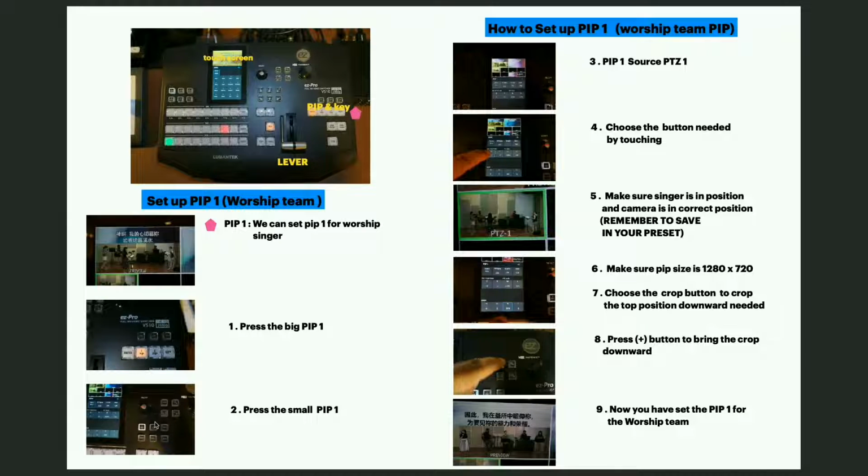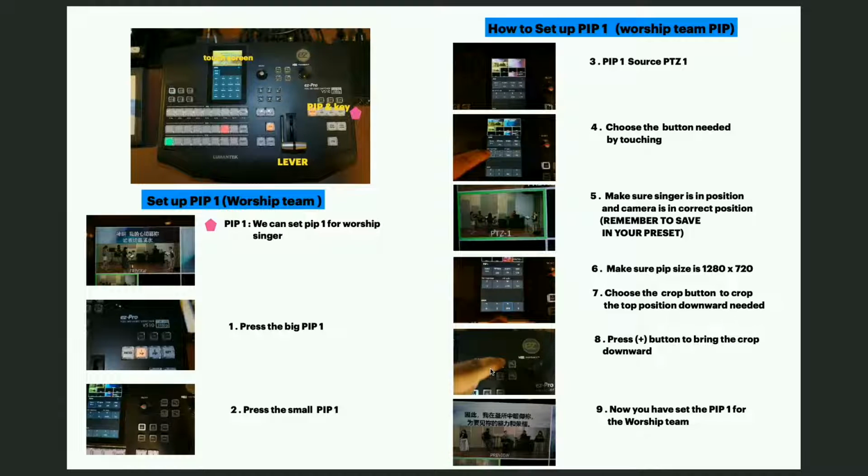Then after that, on the small one, you press. Then you make sure the source is on your camera. Then after that, you choose the button that you want to crop down. Let's say you want to just crop down a little bit. Then it should come down. By pressing this, it will come down.